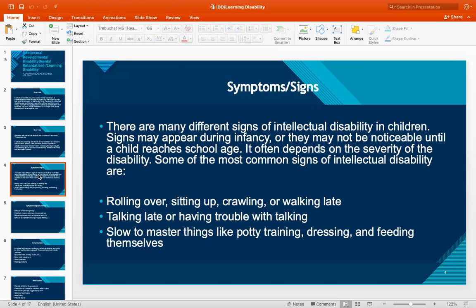So some of the things to look at when we're thinking about intellectual disabilities are rolling over, sitting up, crawling, walking late. Some children do it right on time and everything goes through their normal childhood milestones with no issues. Talking later or having trouble talking, being slow to master things like potty training, dressing, and feeding themselves. Again, these are different signs, and it's different for everybody, is what I like to keep telling people, because like I said, I have personal experience where it's different for everyone.